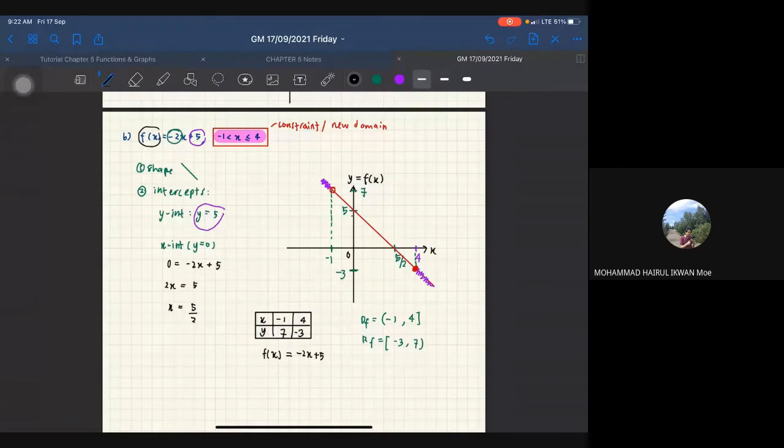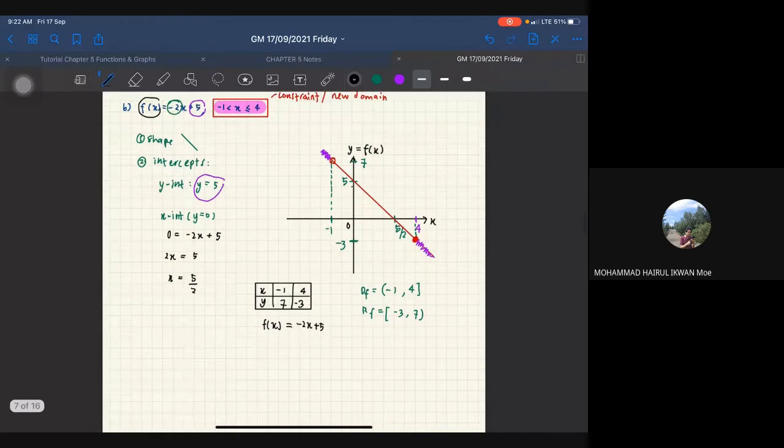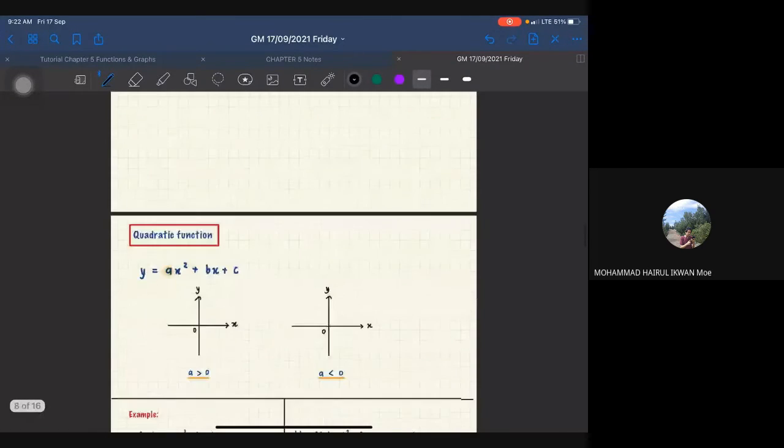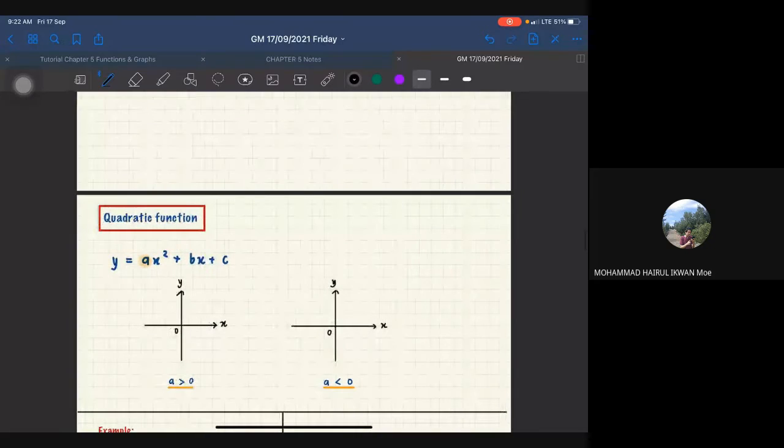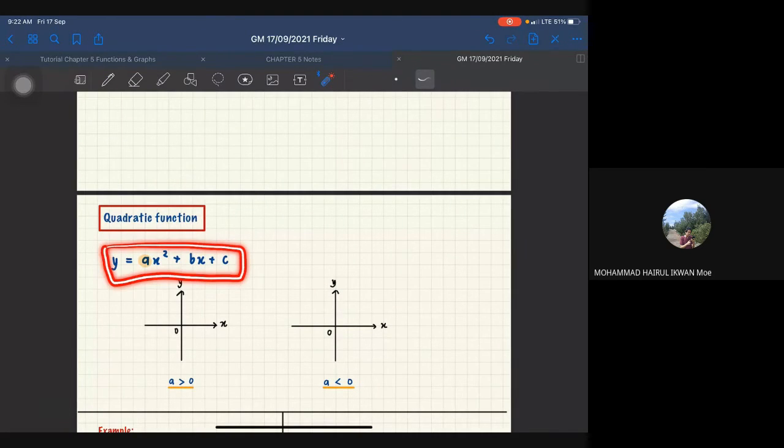Okay, so kira tak ada soalan lain. So kita move to the next function. Kita ada quadratic function. Okay, so quadratic function. Alright, so quadratic function kita punya general form is y equals to ax squared plus bx plus c. This is our general form for quadratic function.